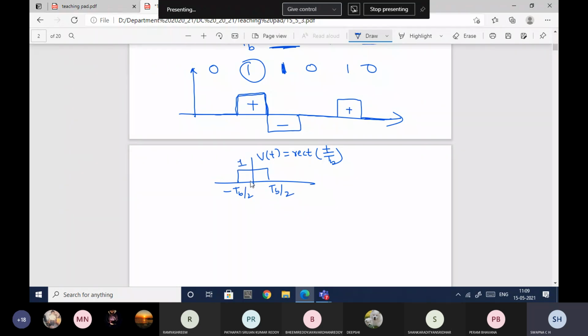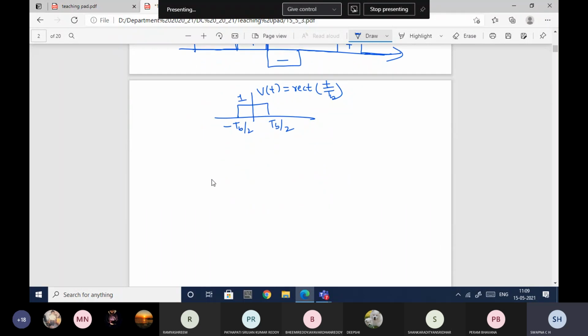Okay, same pulse only we can take. So here, what I need to find? I need to find V of f. Step 1, I need to find V of f. That is the step 1.